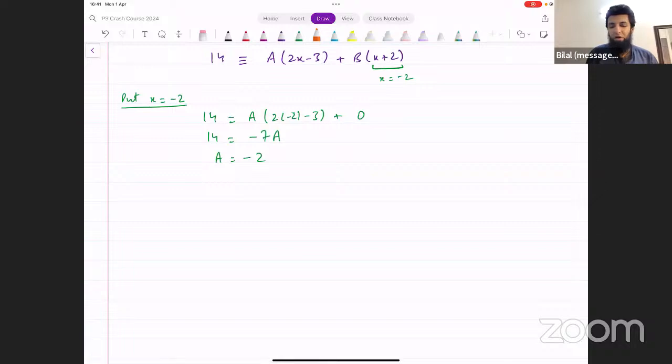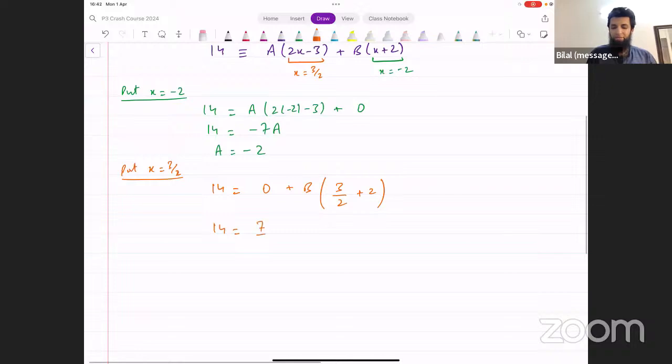Similarly, we could think of how we could make this bracket 0. 2x minus 3. How could this become 0? We could equate this to 0. That gives us x equal to 3 over 2. We put x equal to 3 over 2 now. Let's see what happens when we do that. 14 equals, now this bracket becomes 0, so the whole first term gets eliminated. And we have B into 3 over 2 plus 2. Okay, so that gives us 14 equals 7 over 2 times B, and B equals 4. We've got the values of A and B.